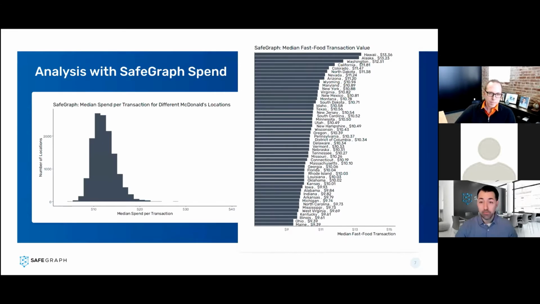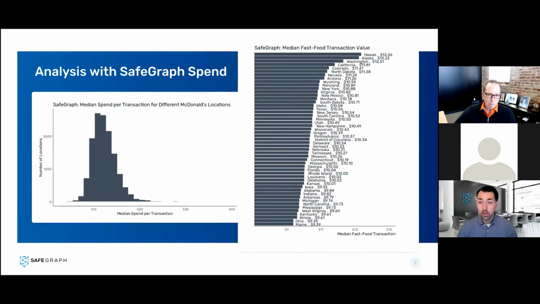So here's a couple of different cuts. On the left, the dispersion of transaction values across a given brand. In this case, McDonald's. So these are the median purchases for all McDonald's in the United States. As you might expect, a normal curve, but here it becomes easier to spot outliers and perhaps trends over time, which means I can hone in on those outliers to better understand either over or under performance.